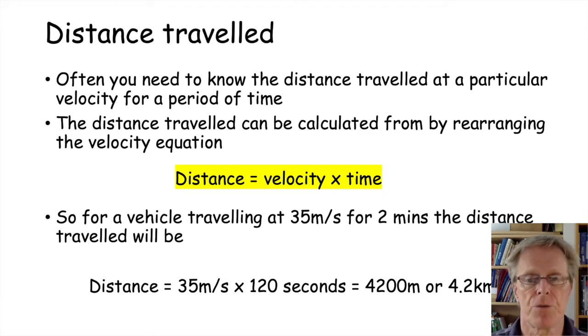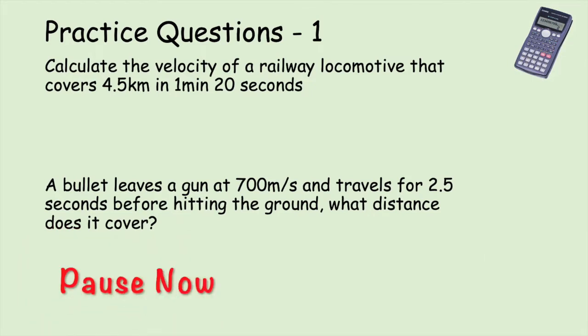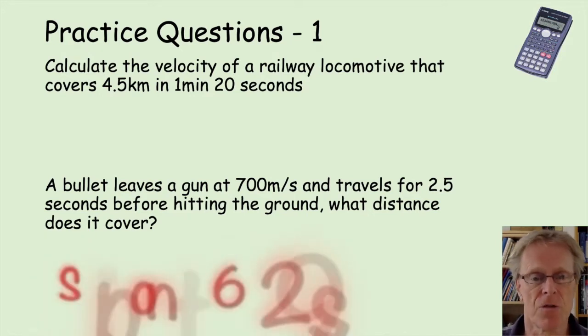So here's the first practice question. So pause the video now and have a go at this yourself, and then restart the video when you've finished and we'll go through it and see if you've got the right answer. Okay, the answer you should have got for the first question is 56.25 metres per second, and the answer for the second part of the question is 1750 metres. If you got that, well done. Skip on to the next section. Otherwise, let's go through it.